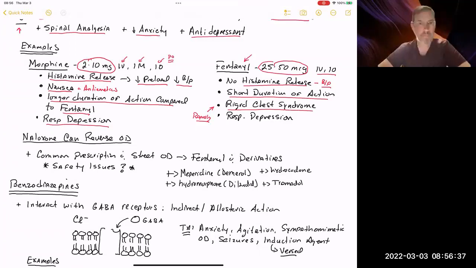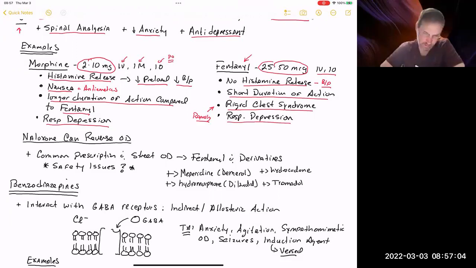Whereas if you give fentanyl very rapidly, particularly at larger doses, you can cause that rigid chest syndrome where their chest wall muscles seize up, and it can be very difficult for them to breathe and can even cause essential respiratory failure in these patients. It's fairly rare, but I want you all to be aware of it. And then, of course, it's an opioid and it can cause respiratory depression as well.